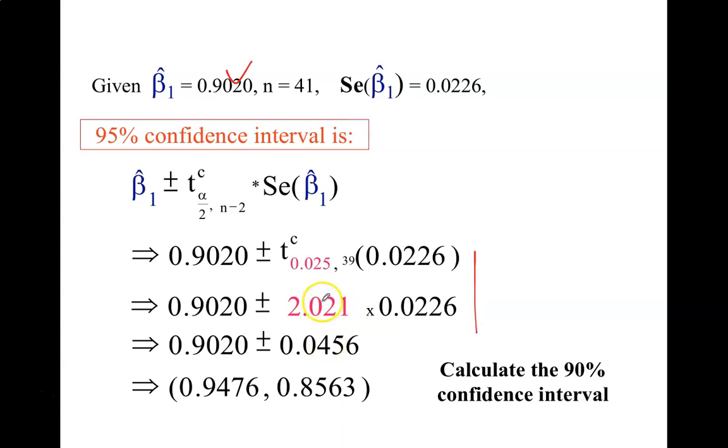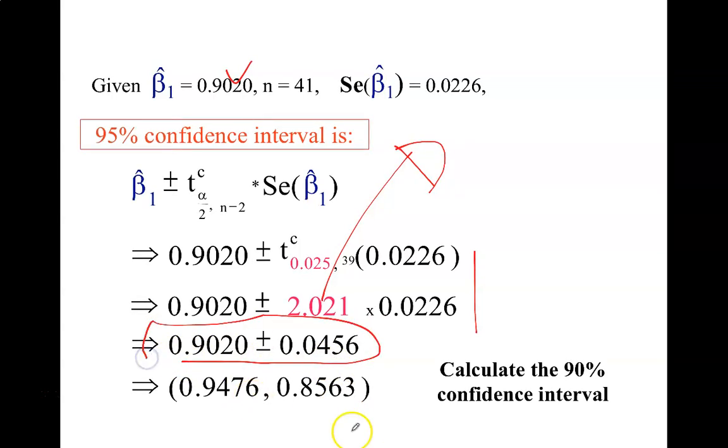This is from the T table. You can find it from the T table, you can always compare this result. Times it, you solve for it, you get this kind of result. Solving for this 95%, you get this result. Yeah, this is for the 95% confidence interval.